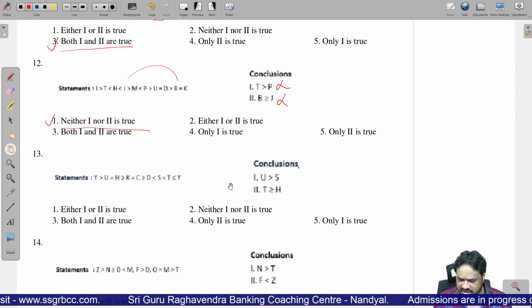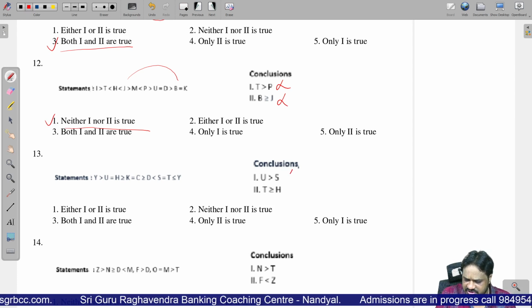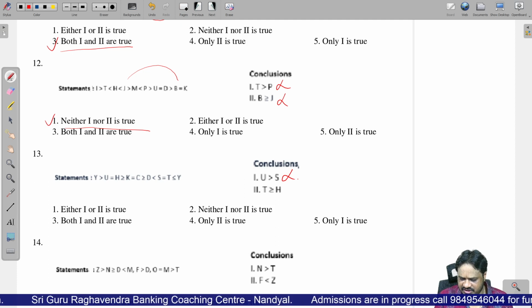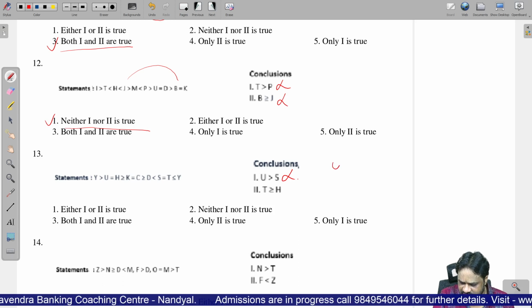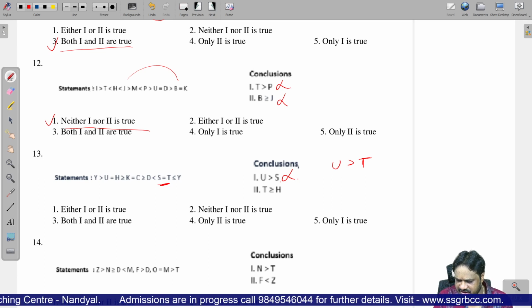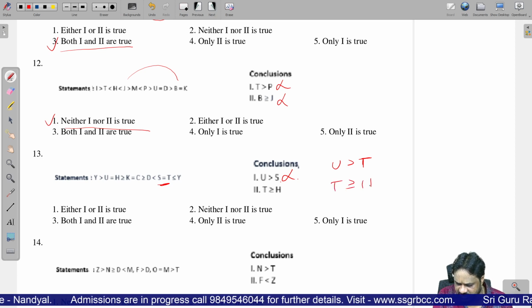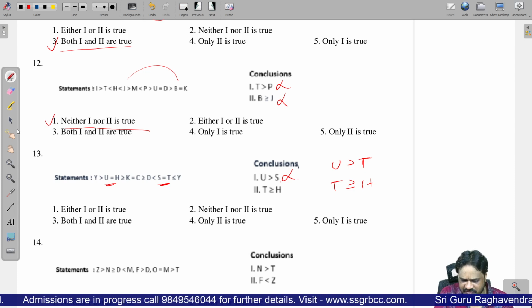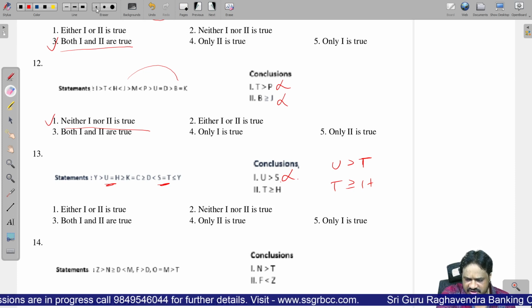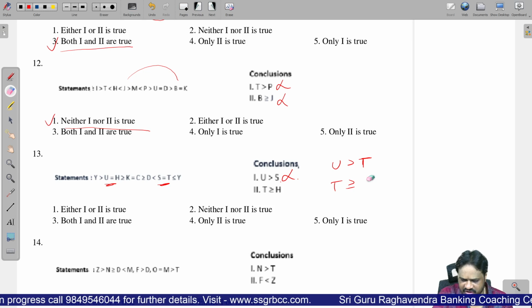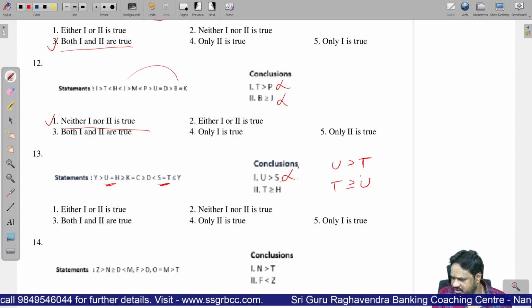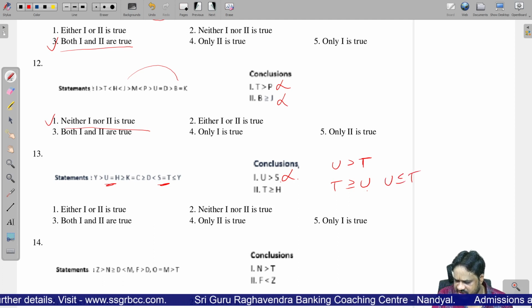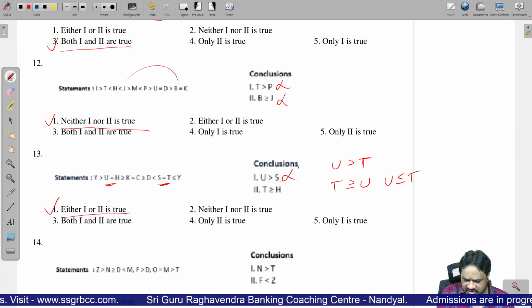Now, U greater than S: between U and S there is no common symbol. Then T greater than or equal to H, that also does not follow. But if you see this carefully, U greater than S is equal to T. Therefore, we can write U greater than T. Then T greater than or equal to H is equal to U, so instead of H you can write U. So U greater than T and T greater than or equal to U, or U less than or equal to T. These two are complementary pairs. So the answer is either 1 or 2.